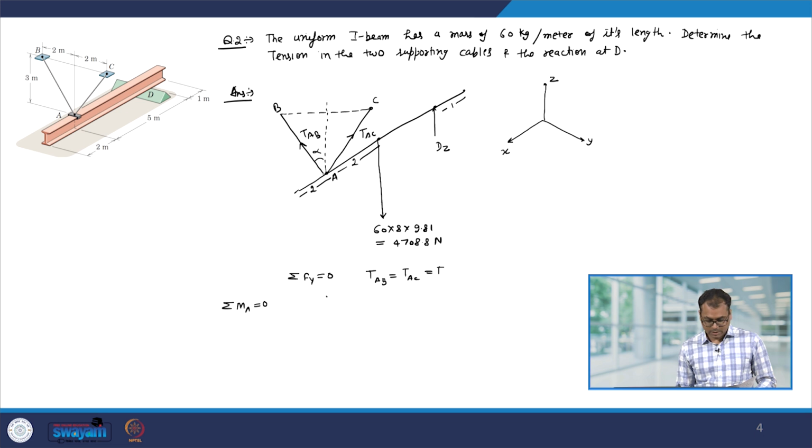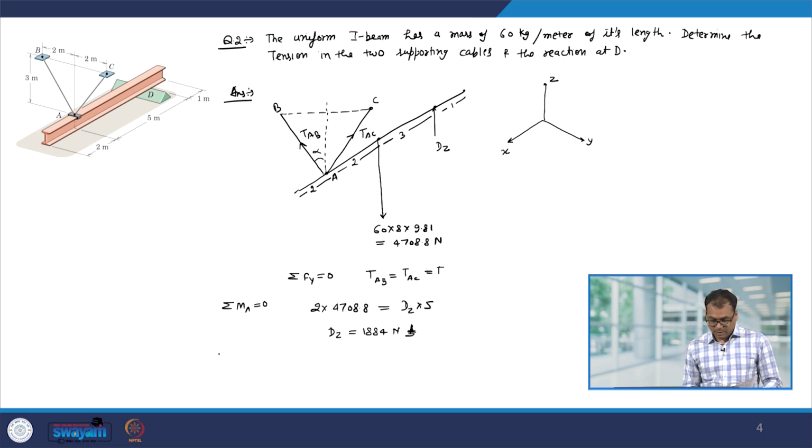So, for this we have, at a distance of 2, the 4708.8 Newton force, and the moment of TAB, TAC will be 0 because that is passing through point A. So, this should be equal to dz into 5, because this length will be 3. So, therefore, dz will be 1884 Newton.